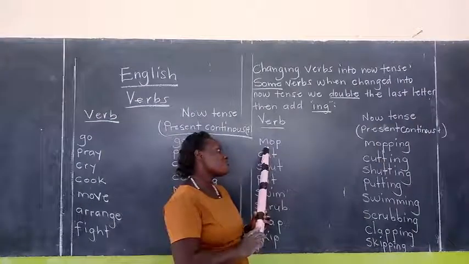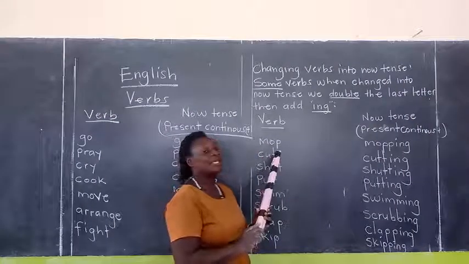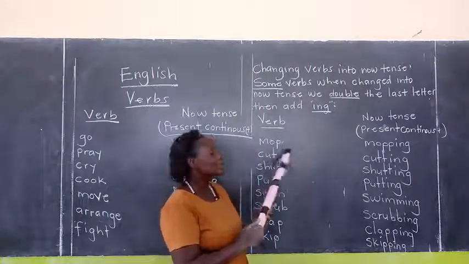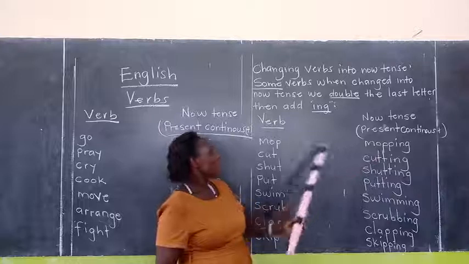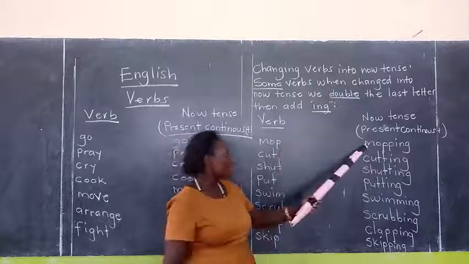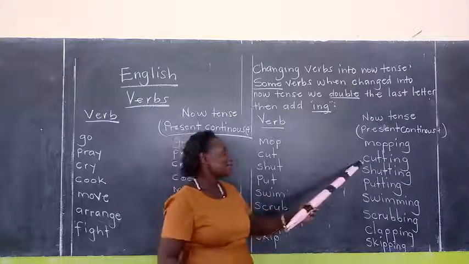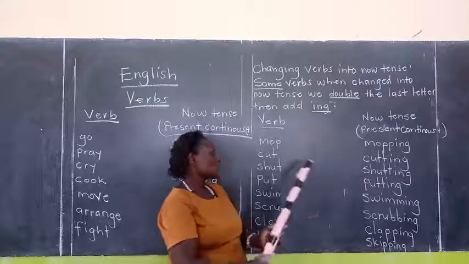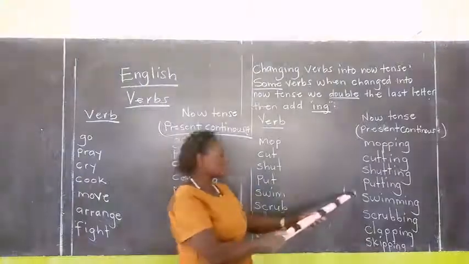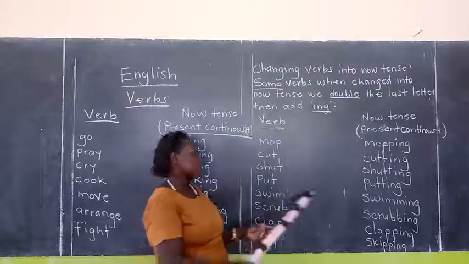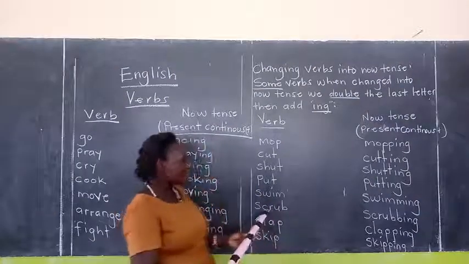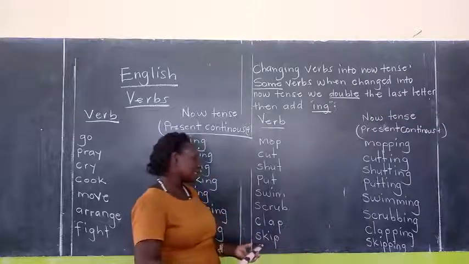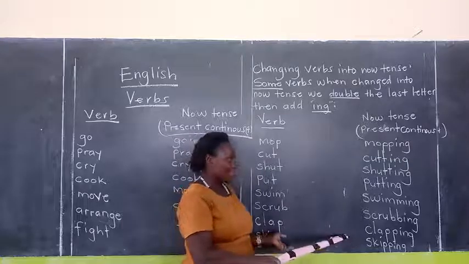We have mop. The verb mop ends with the letter P. That means this letter P is going to be doubled as we have done it here. We have mop, mopping, cut, cutting, shut, shutting, put, putting, swim, swimming, scrub, scrubbing, clap, clapping, skip, skipping, and many others.